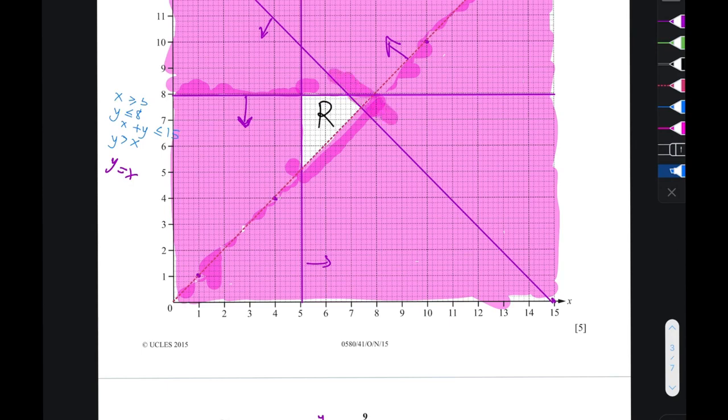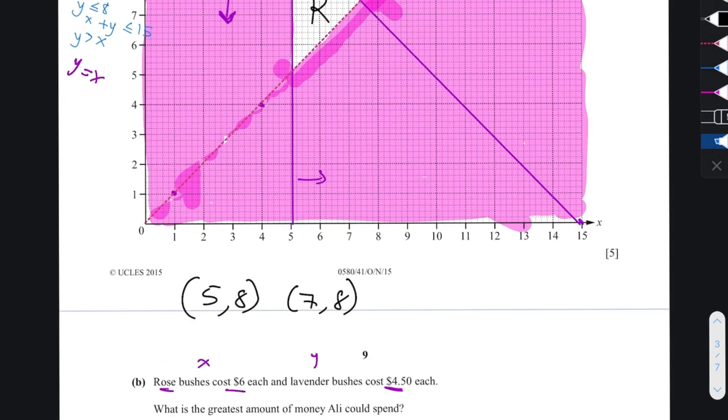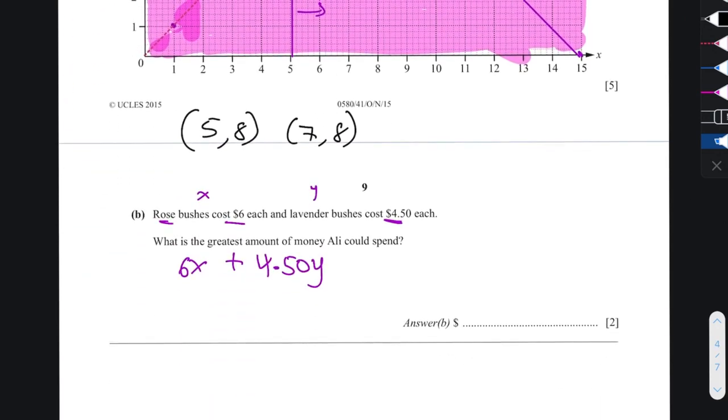Okay, so that's it. Now we need to choose the vertices. We are going to choose this vertex, and this one, too. We can choose this vertex, and this vertex. So we have 2 points: we have 5, 8 that we can use, and then we have 7, 8. Which of these 2 points will give us the biggest answer?